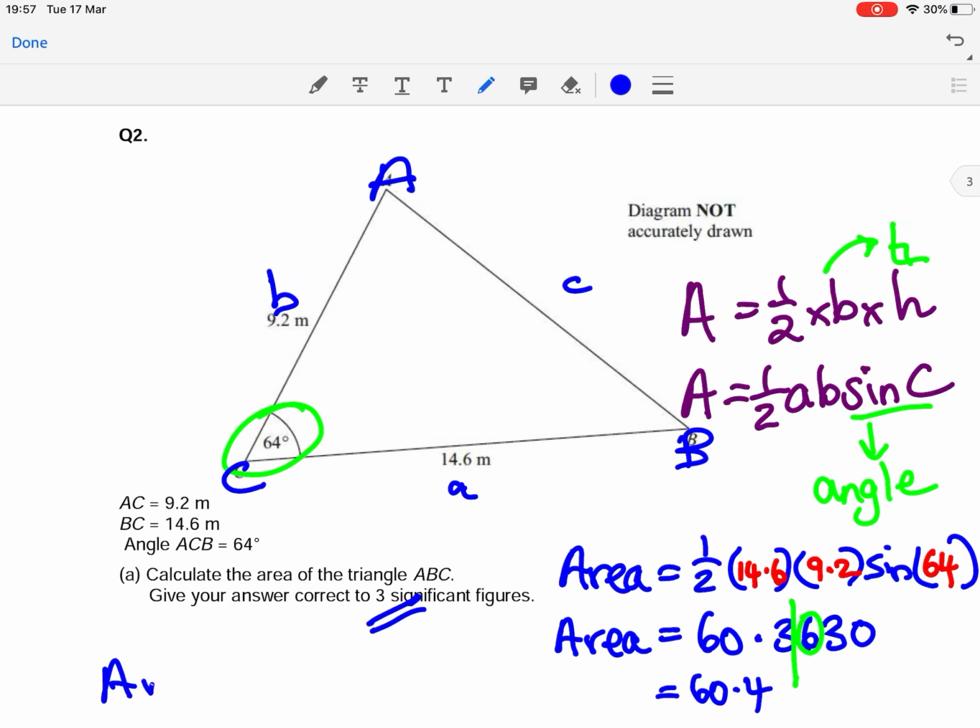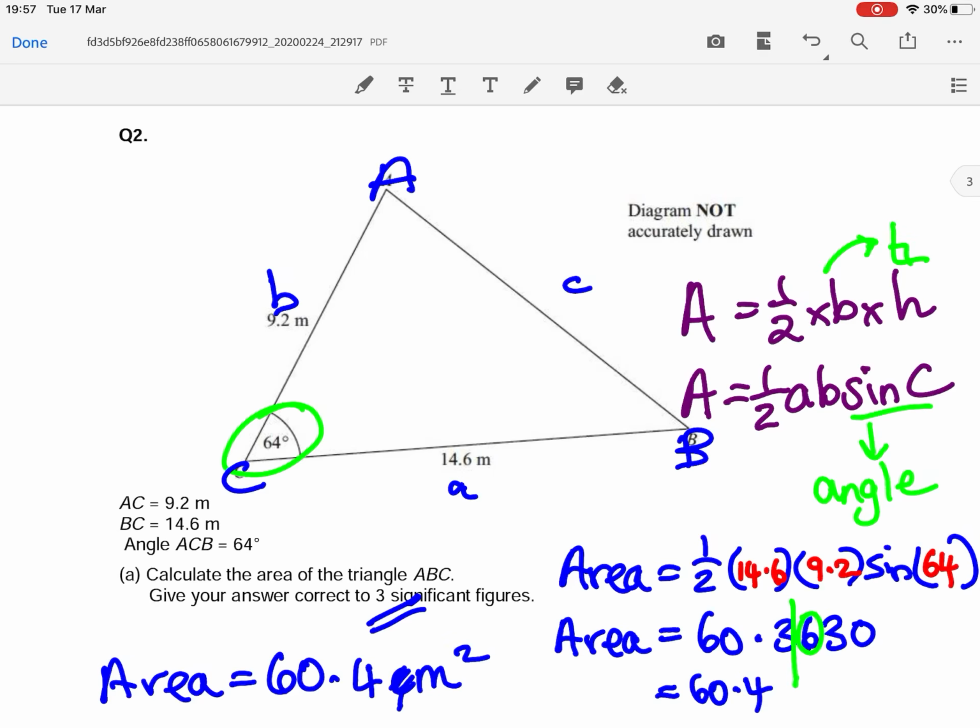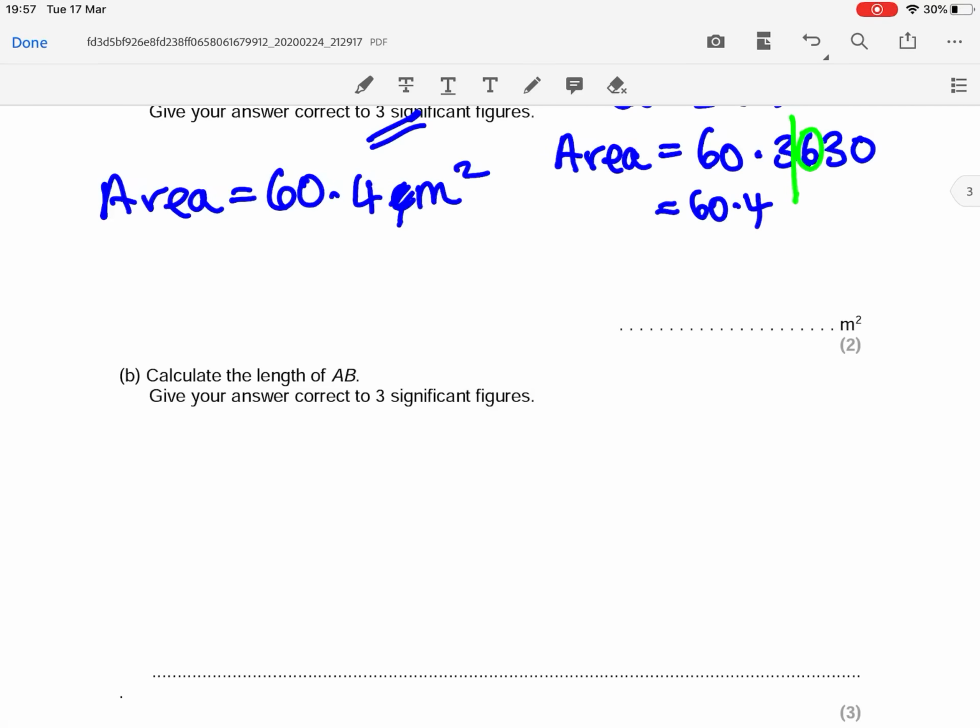So final answer, this area is equal to 60.4 centimetres squared. Metres squared. Got to read the question. Metres squared. Okay. Part B. Calculate the length of AB. This is worth 3 marks.